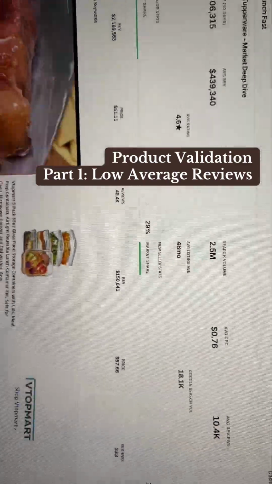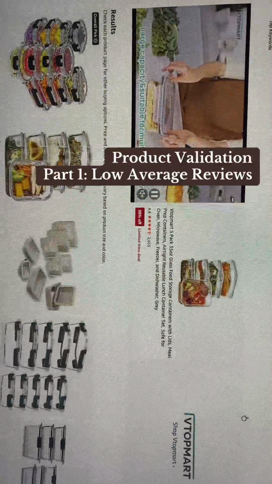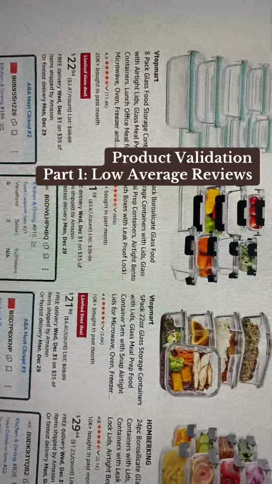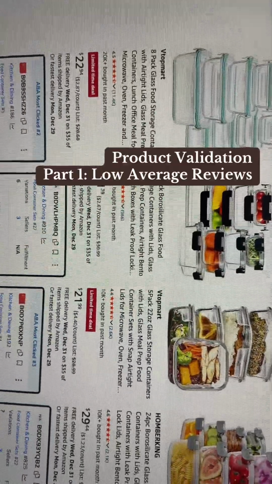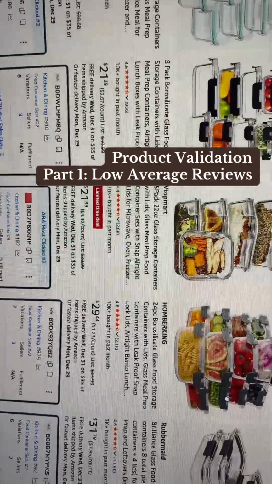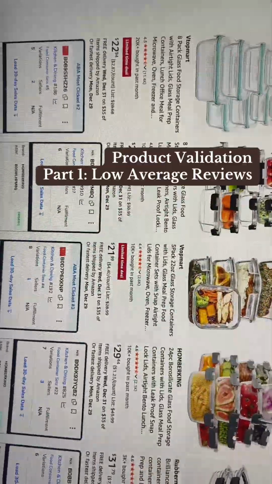You can see that for glass Tupperware, the average reviews are sitting at over 10,000, which is extremely high. And then when we go down and look at sellers that are on page one, 11,000 reviews, 966 reviews, 2.6 thousand reviews, 2.1 thousand, and over 12,000 reviews.